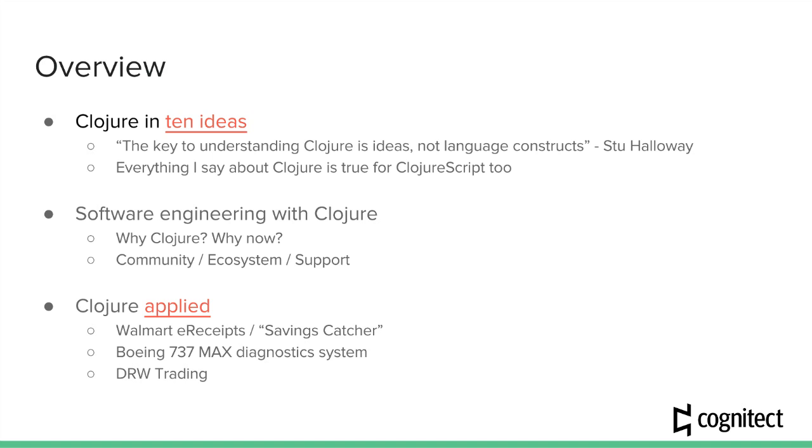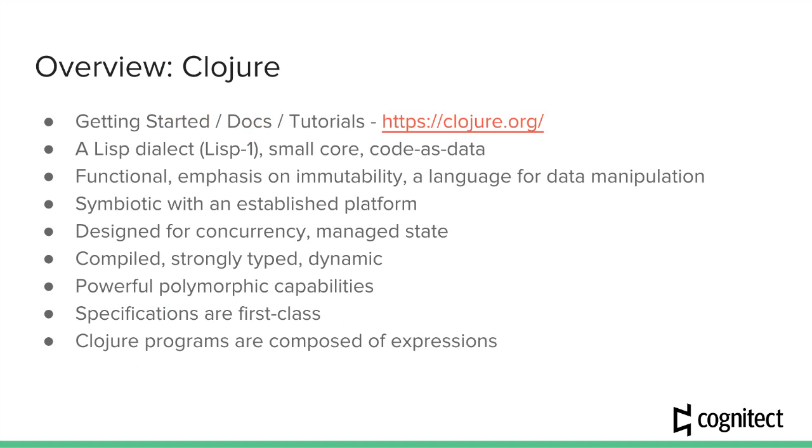So, a quick overview of Clojure. If you're looking for getting started guides or guides in general, API documentation, tutorials, community information, and so on, Clojure.org is the language website. It should be your first stop, and from there, you should be able to find your answer. Clojure is a Lisp dialect, specifically a Lisp-1, and all the things that you think go along with Lisps are very true in Clojure. It has a very small core, it embraces the code-as-data philosophy, and so on.